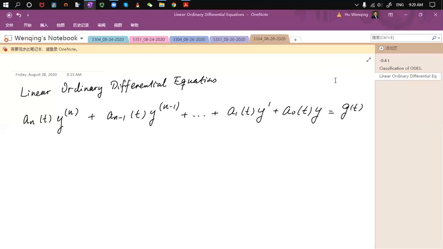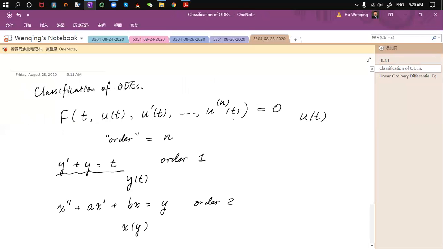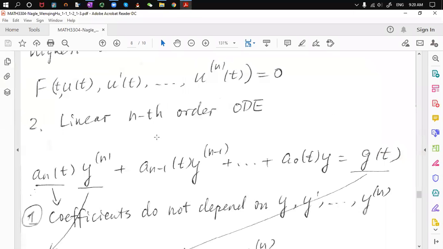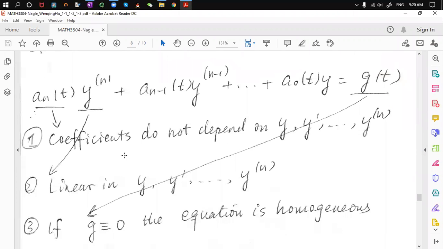Now let us look at this differential equation and compare it with the nonlinear type of differential equation like this. Why do we say this is a linear differential equation? Well, we say this is linear because of two reasons. The first reason is about the coefficients. If you look at this equation, the coefficients do not depend on any of the unknown functions as well as derivatives.